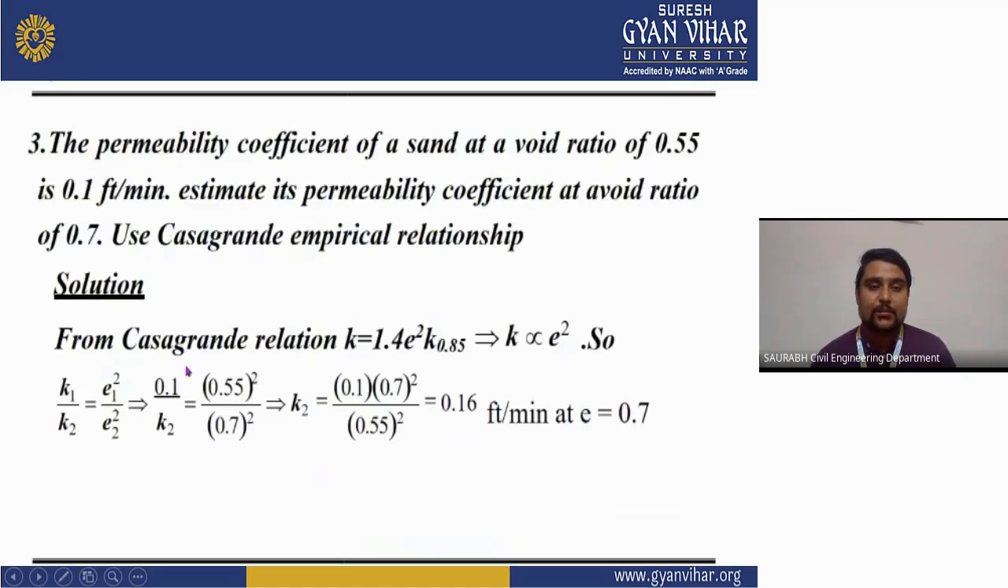Now there is also a different example which we will see. The coefficient of permeability of sand at the void ratio of 0.55 is 0.1 feet per minute. Estimate the coefficient of permeability at the void ratio of 0.07. Use the Casagrande empirical relationship. What is the need of solving this question?